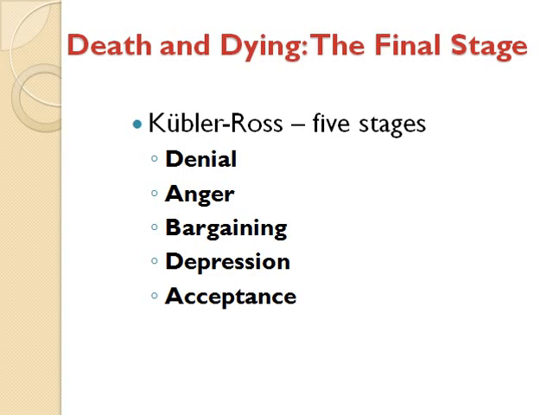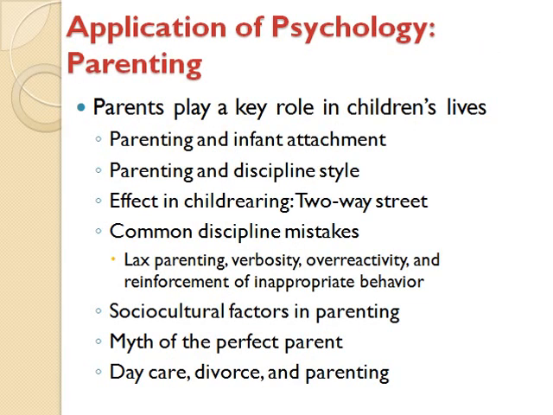Now this two-way street is nothing but the parents, they turn out to be either authoritative or permissive. The parents who are very authoritarian try to impose too many rules on children. And the children, because of their age, try to disobey the parents. Now common discipline mistakes like lax parenting, verbosity, overreactivity and reinforcement of inappropriate behavior. Socio-cultural factors in parenting, myth of the perfect parent, daycare, divorce and parenting.